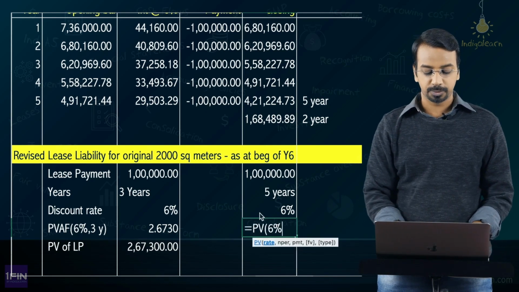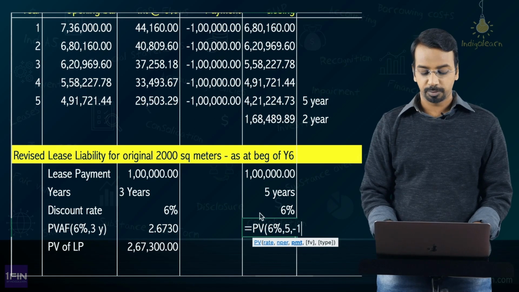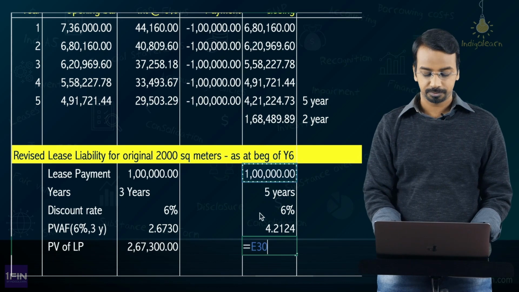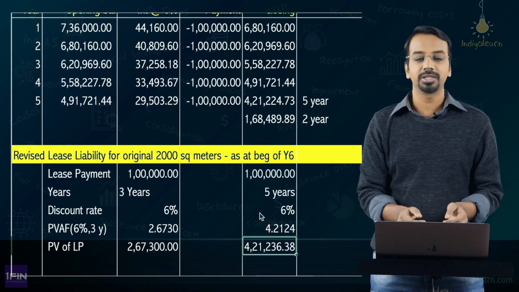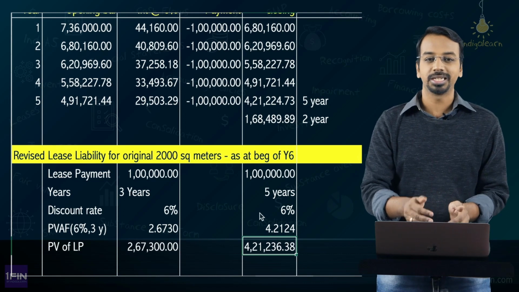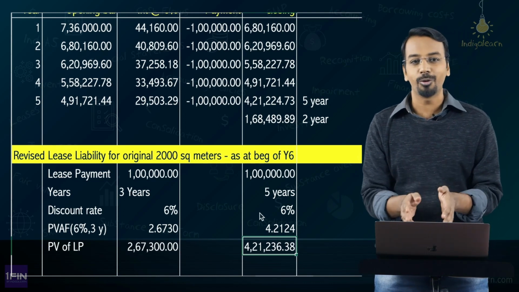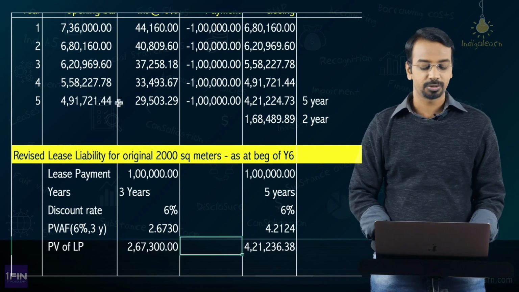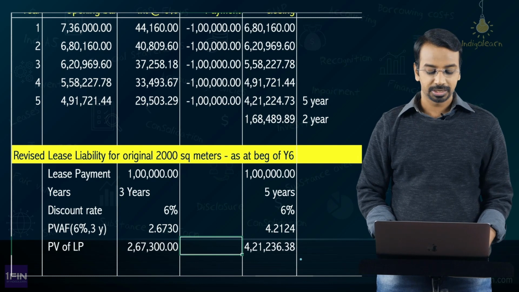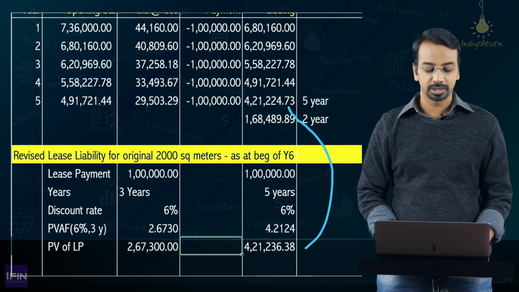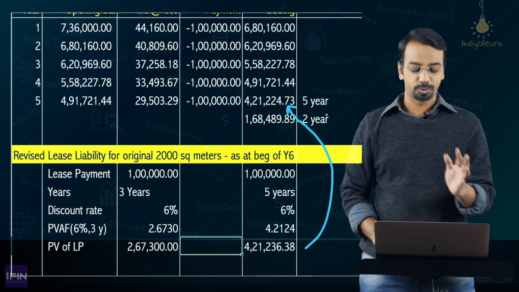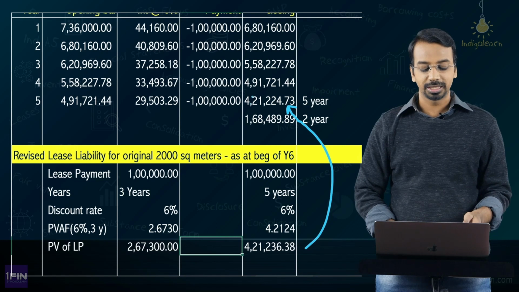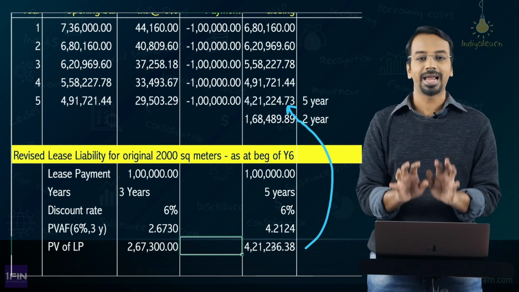The present value factor for 6% for 5 years for a payment of 1 is 4.2124. Okay, so if I multiply this, 4,21,236 would have been the lease liability if I consider a 5-year period. But now, because I am only considering a 3-year period, the lease liability comes to 2,67,300. Okay, so if you compare this number 421,236 with the number that we had calculated, which is 421,224, the difference is because of rounding off. Okay, so there are 2 ways to calculate, as I told you. It can be this way or it can be this way. Both of the ways are acceptable, right?